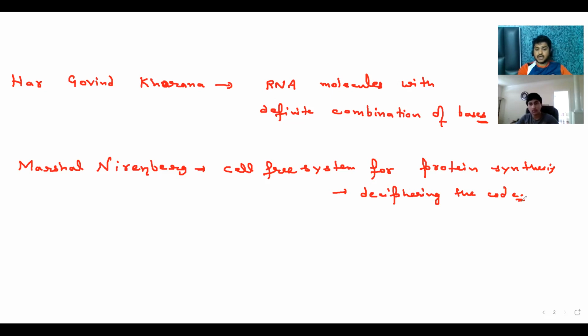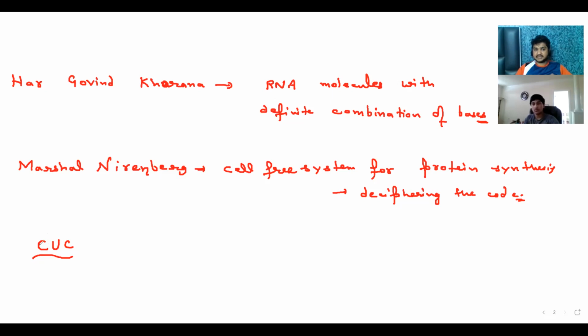Okay, so now I am going to show you. Suppose there is this code. Is this code valid or not? Is it triplet or not?